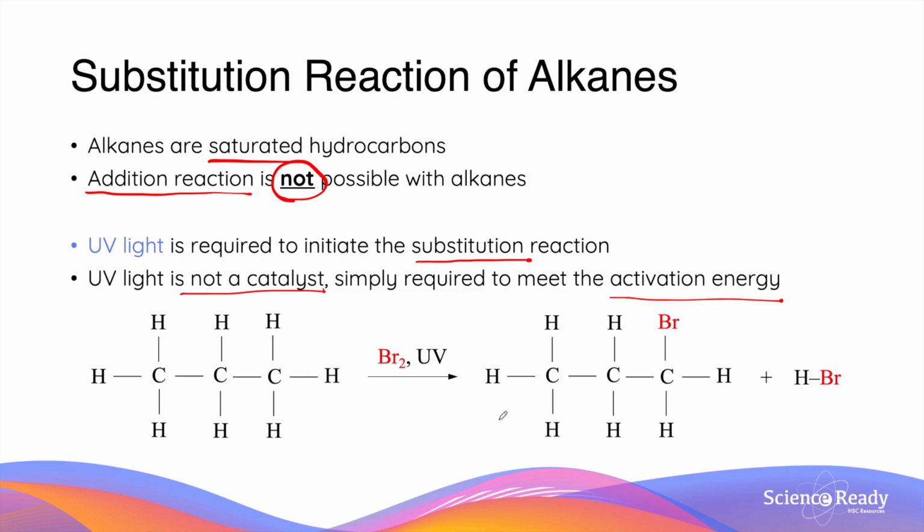This is an example of a substitution reaction between propane and bromine gas. In the presence of UV light, hydrogen atoms of the propane molecule can be replaced by the bromine atoms in the halogen gas, resulting in the formation of a haloalkane, which is an alkane molecule bonded to a halogen atom.